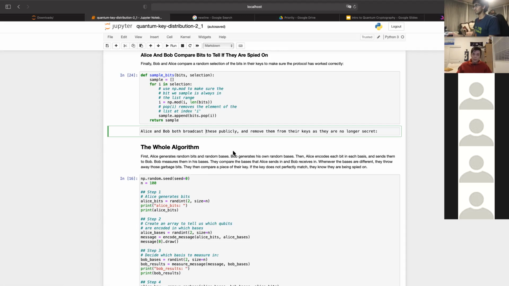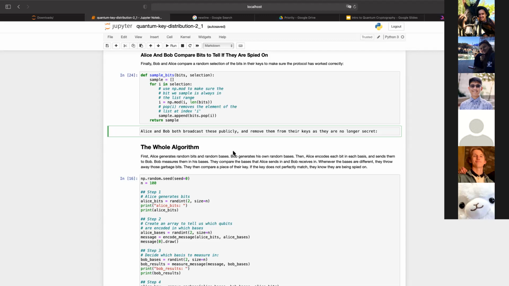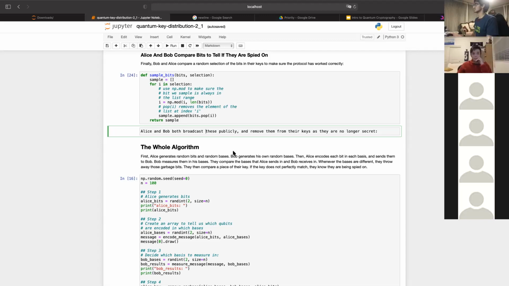Now, if you're being very careful, you might figure out that if the person spying is extremely lucky, they might measure in the wrong basis and still measure the right result. So they might measure in the diagonal basis and have a 50-50 chance of getting horizontal or vertical, and they might actually measure vertical and get the right result every single time. And that would be good for them. If that would happen, they could spy on Alice and Bob without Alice and Bob knowing.